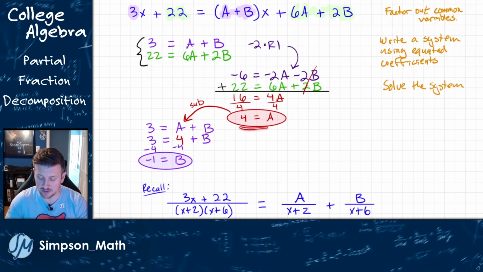All right, so now that I know what a is, I can quickly find out what b is by plugging it into this top equation. So I plug in the 4, subtract the 4, and I get negative 1 is b. So a is 4, negative 1 is b.